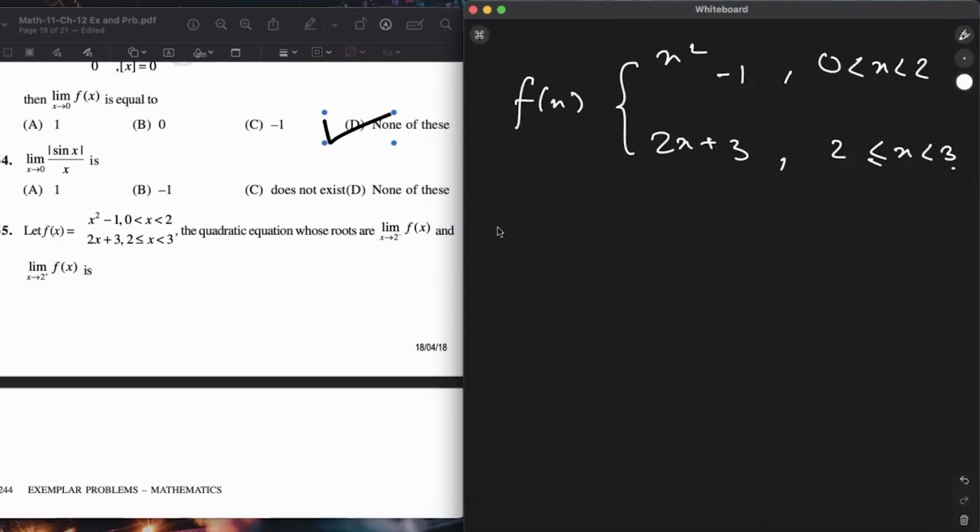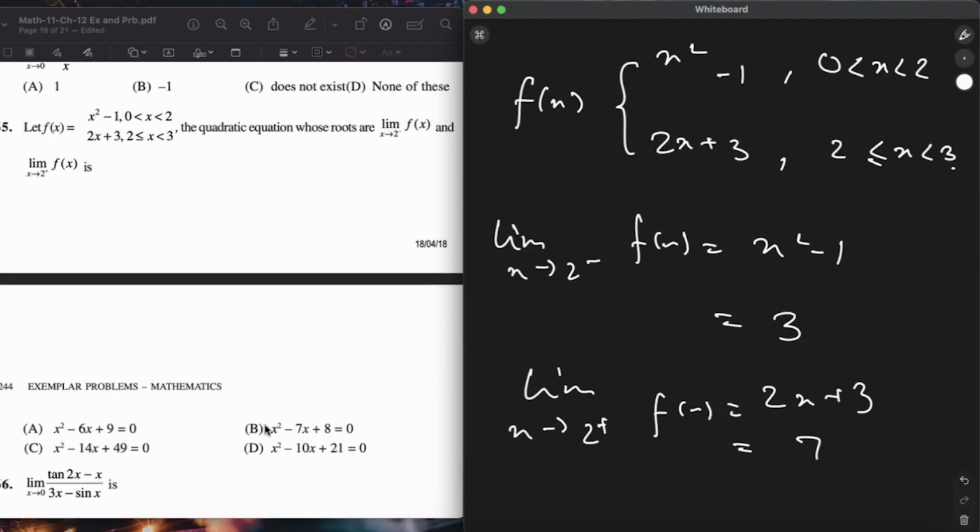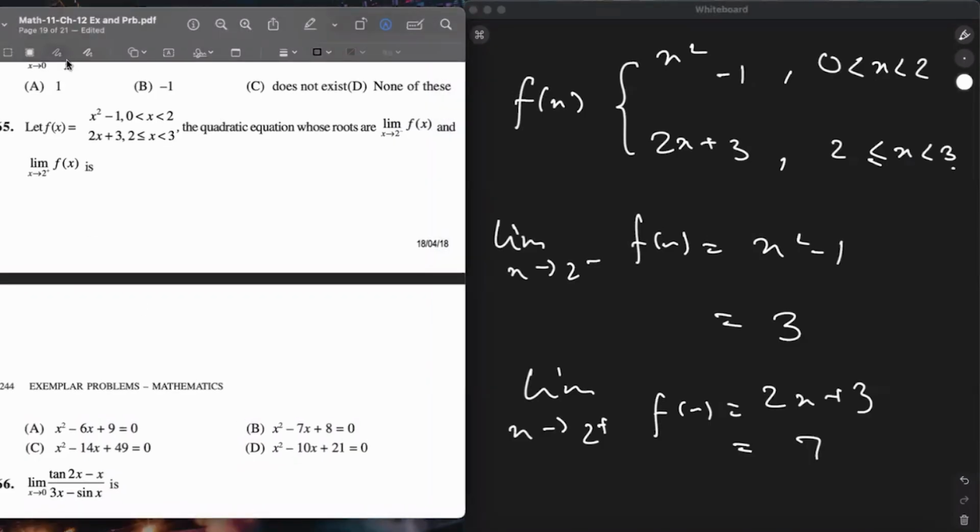So limit x tends to 2 minus f(x), this can be used x square minus 1 for x to 2 minus. We can put the value 4 minus 1, this is 3. And for limit greater than 2, x tending to 2 positive, f(x), we can use 2x plus 3. So at 2, 4 plus 3, 7. Alright, so the roots are 3 and 7, the product is 21 and the sum is 10. This is D. So D will be the correct answer.